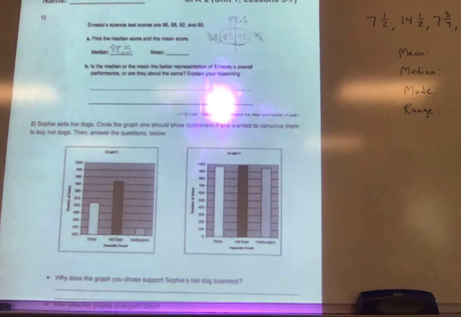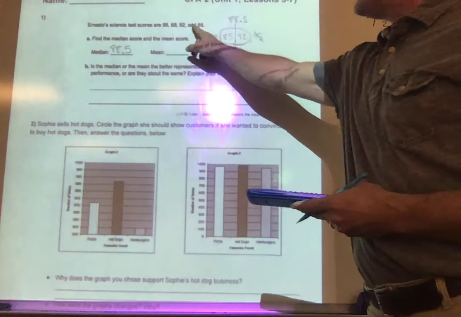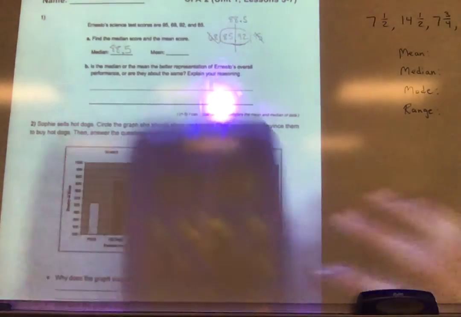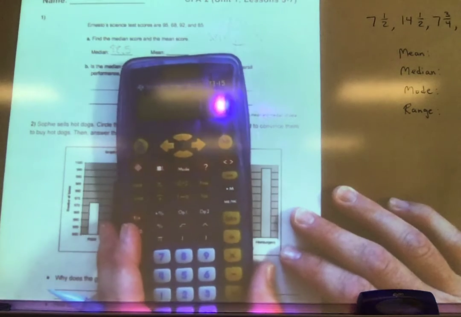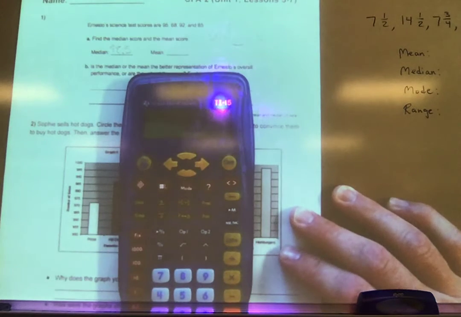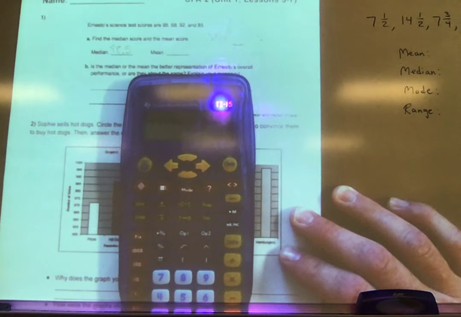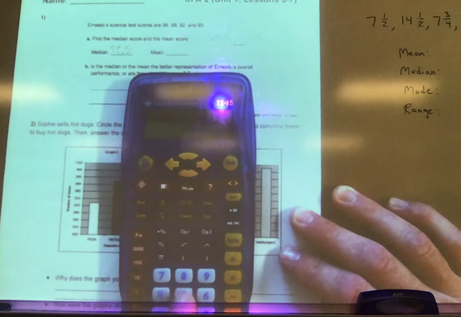And then the mean, with the average, we're going to go ahead and do it the traditional way and just add them all up. In this case, we'll divide by 4 of his test scores. So I've got my calculator here. I'll just add up where you can see it. We've got 95 plus 68 plus 92 plus 85.